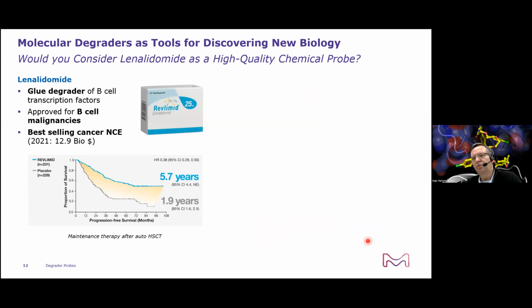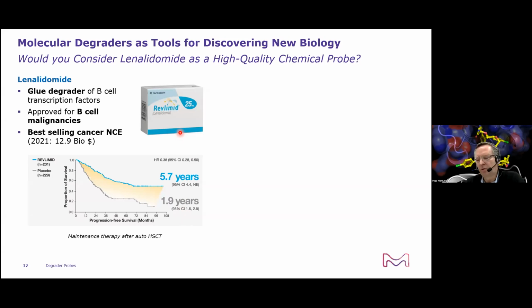One example to maybe explain this point even better is, if we would be all now in a room, I would ask you, would you consider lenalidomide as a high-quality chemical probe? And then I would ask people to raise their hand and see what is the feeling. And I think most of you know that lenalidomide is a very successful drug. And I'm just giving you one example here for clinical impact, survival data, and this is really huge. So I think there's no doubt that this is a compound which is really making a difference for patients.